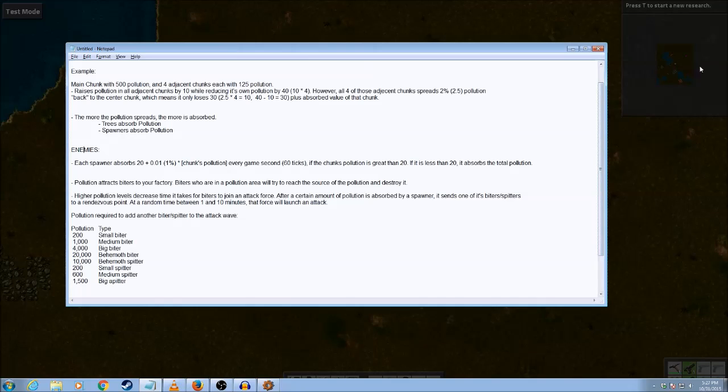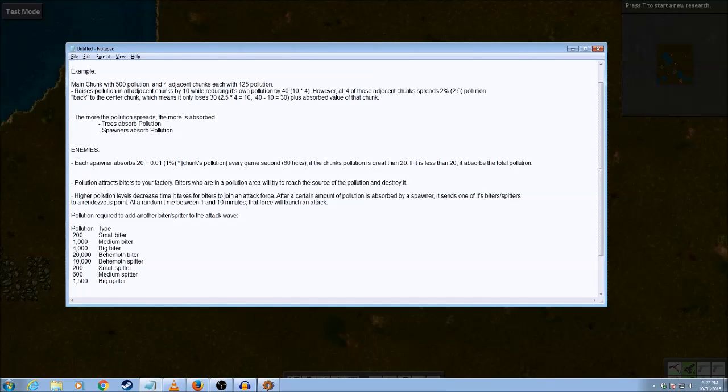So let's say there's a chunk where there's a biter nest. If the pollution is only like 14, then it's just going to absorb all the pollution. It just absorbs the total pollution. It's going to absorb 14. But if it's like 100, right, it's going to absorb 20 plus 1% times 100. So 1% of 100 is what, 1? So it's going to absorb like 21 pollution every game second.